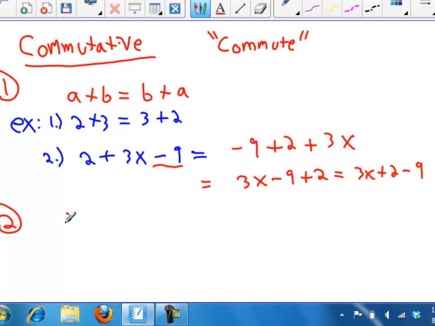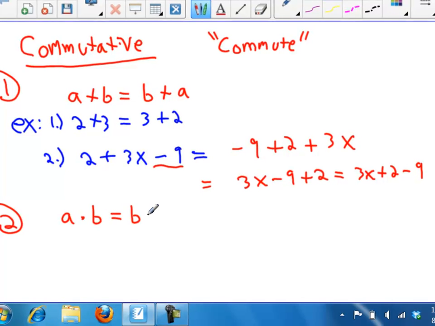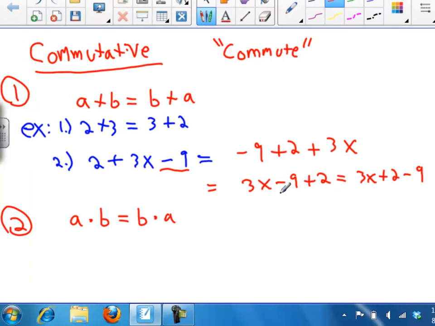Okay, so this is saying that A times, the dot for times now, is equal to B times A. Okay, what does that mean by example? Okay, that means that, let's use 2 and 3 again. 2 times 3, we know that's 6, right, is equal to 3 times 2. We know that that's 6, so it works.